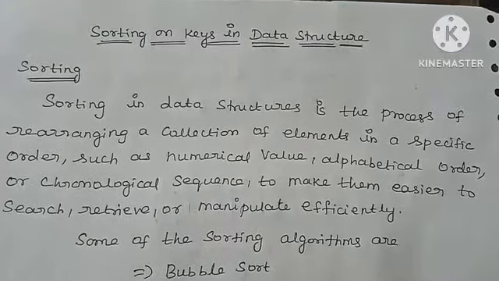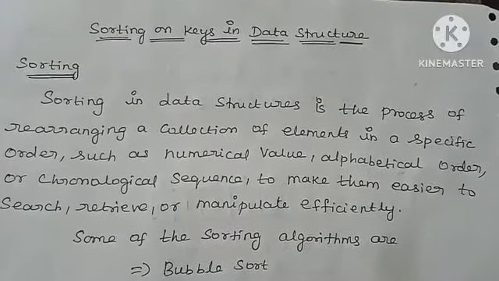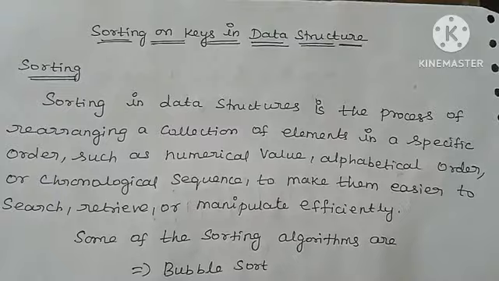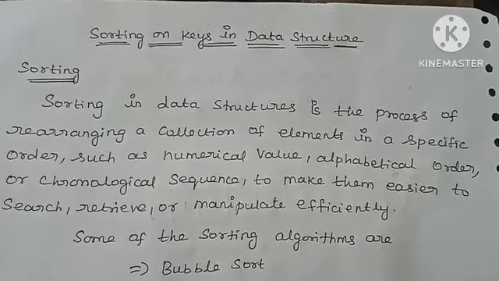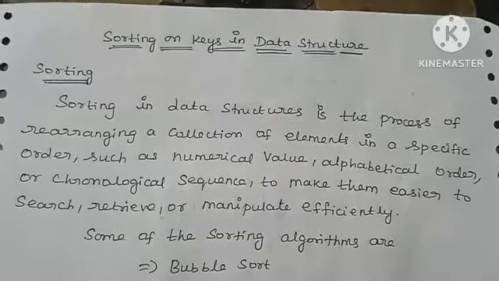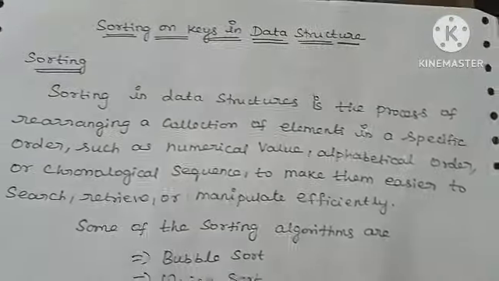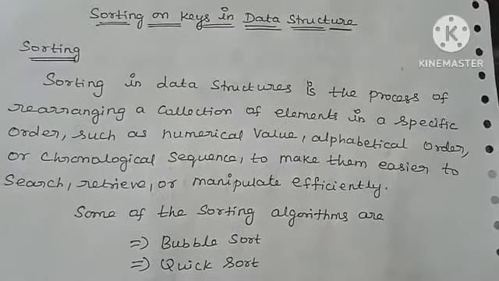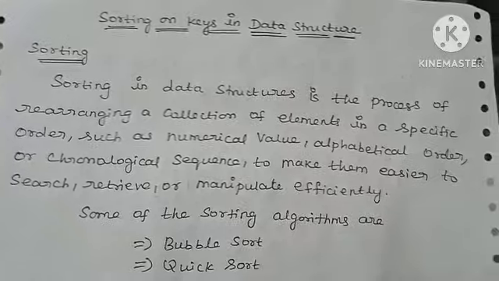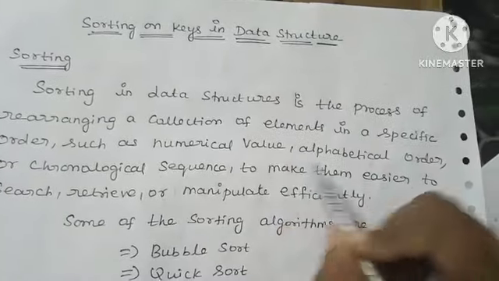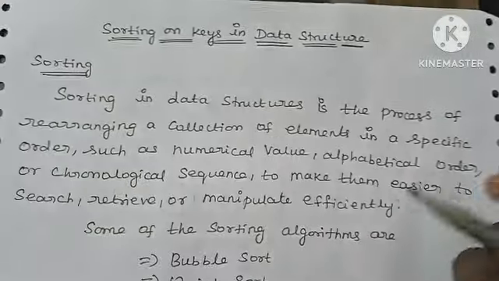Hi students, today we are discussing the topic sorting on keys in data structure. What is sorting? Sorting means we can arrange the elements in any order. That means ascending or descending order. The elements can be numerical values, alphabets, or a chronological sequence, anything.